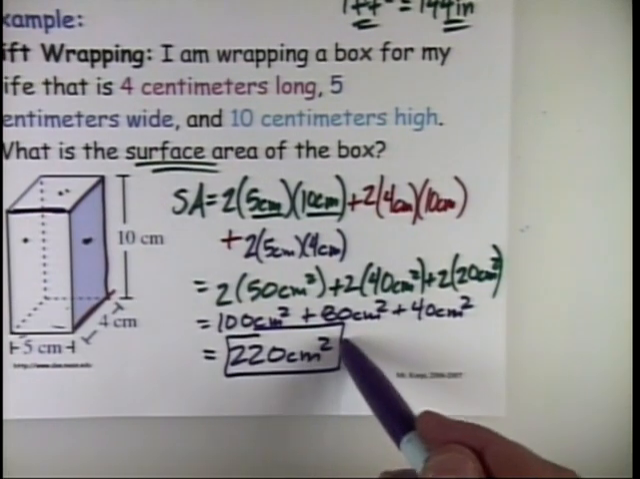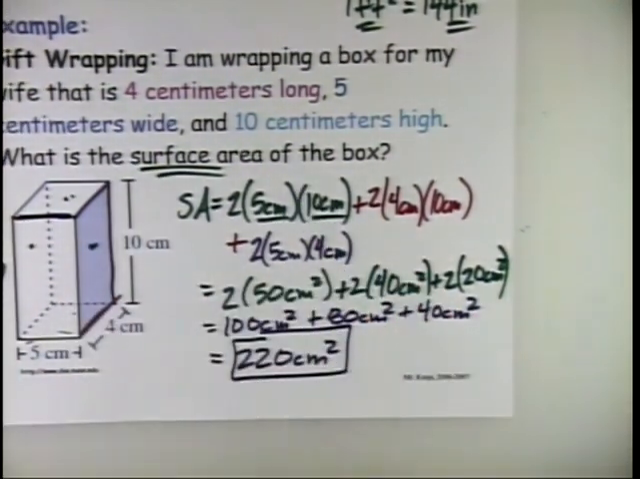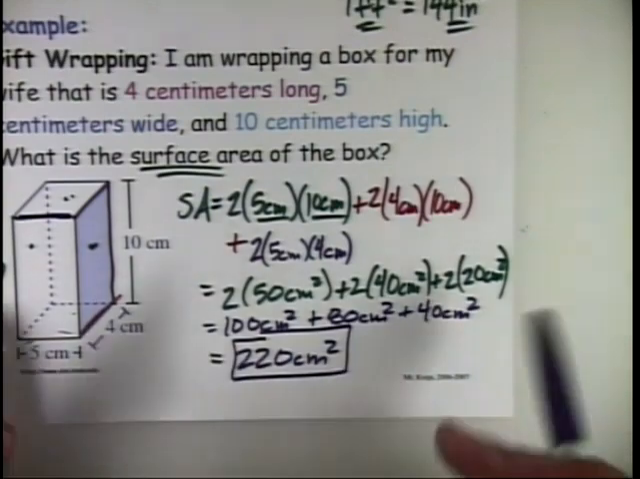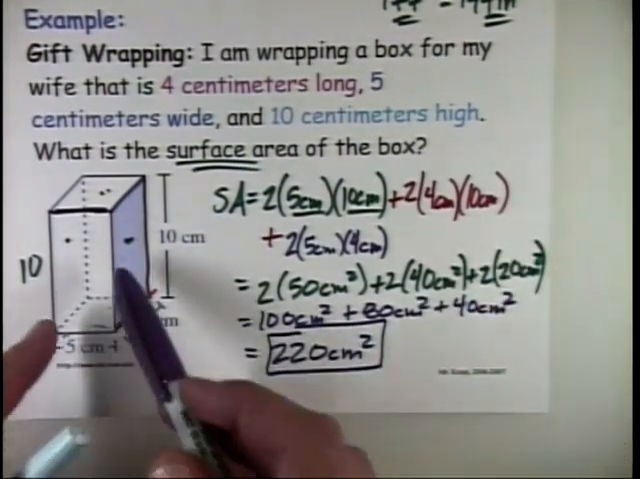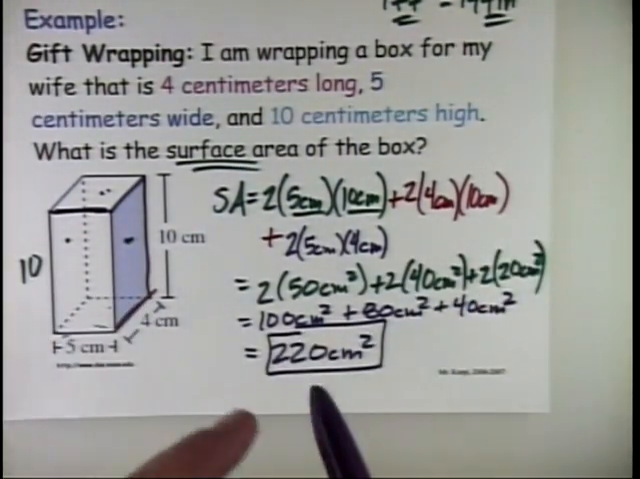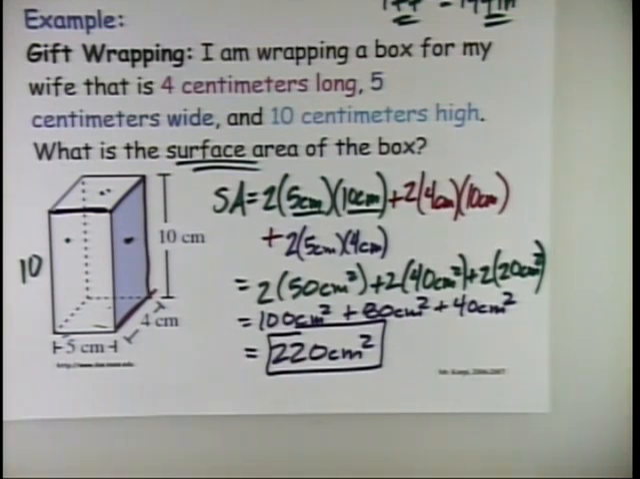So that's a reasonable unit for area. And that's basically the amount of material at the very minimum that I'm going to need. So if I was to wrap that box, I would need at least 220 square centimeters of paper to be able to get it in there. Okay? Now this example was pretty easy.